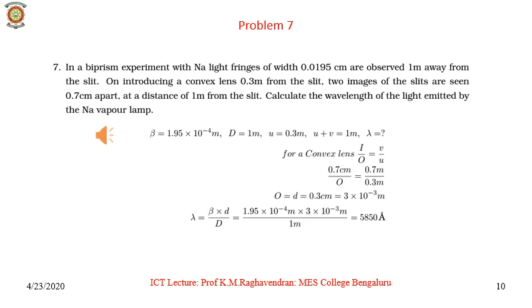Think a little. Very simple, isn't it? u plus v must be equal to 1 meter, therefore v must be equal to 0.7 meter. So first, from u plus v equal to 1 meter, we got v.